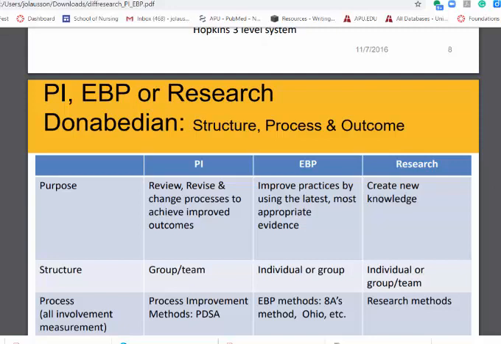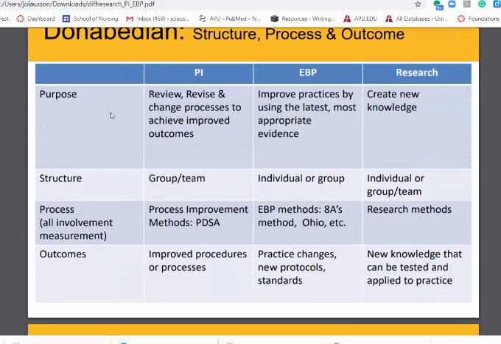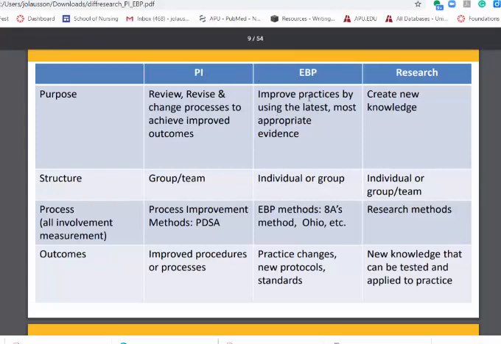Okay, here's a nice little table that goes over performance improvement, EBP, and research. So really you think about what is the purpose of your question or your intervention or your study. So is it to review, revise, change process to achieve improved outcomes? Then it would be performance improvement. Is it to improve practices by using the latest, most appropriate evidence? That would be EBP. And would it be to create new knowledge? That would be an example of research.